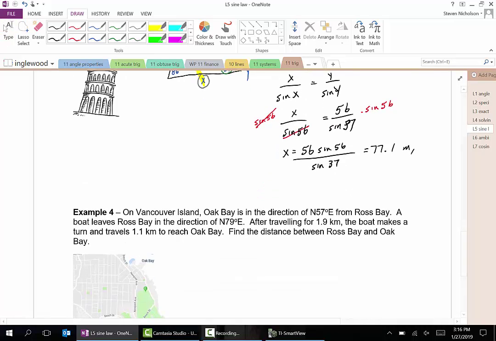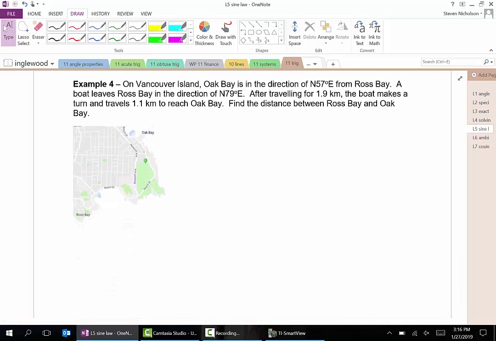Okay, one last one. So this is really on Vancouver Island, and I Googled the direct distance from Ross Bay to Oak Bay, and I think my answer is right. So the first thing we need to do is to understand the compass direction. And here's how we read this.